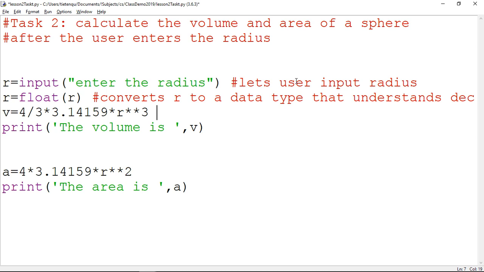Now this is the formula for volume of a sphere. Now remember, that's only volume of a sphere. If it's a different geometric shape, it would be a different formula. And now we're going to print our answer.